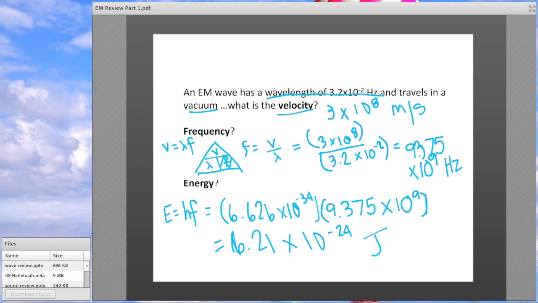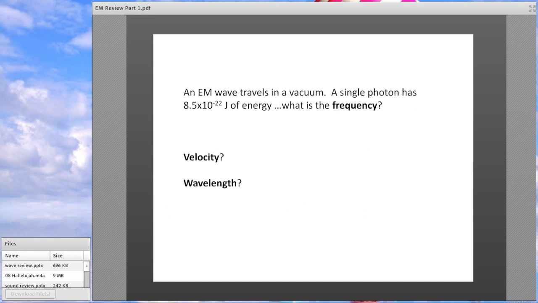So do you see how we're doing times 10 to the 9 again? So then negative 34 into the 9. So we should get something like 24 again, which I actually did get. I got 6.21 times 10 to the 24.